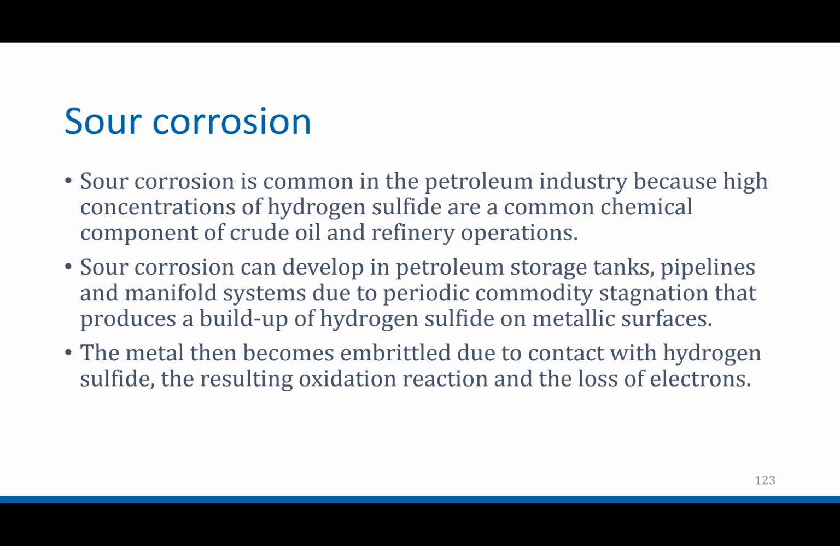Sour corrosion is very common in the petroleum industry because hydrogen sulfide is a very common byproduct of oil refining. It can happen in storage tanks or pipelines, basically anywhere where hydrogen sulfide is built up on metallic surfaces. When hydrogen sulfide is in high concentrations, the metal can become embrittled or weak due to the contact with hydrogen sulfide, and this causes corrosion. So basically all you need to know here is sour corrosion is when metals corrode because of hydrogen sulfide, acidic hydrogen sulfide.